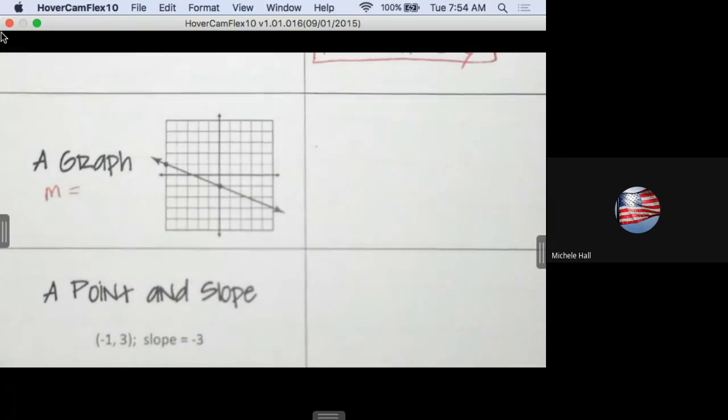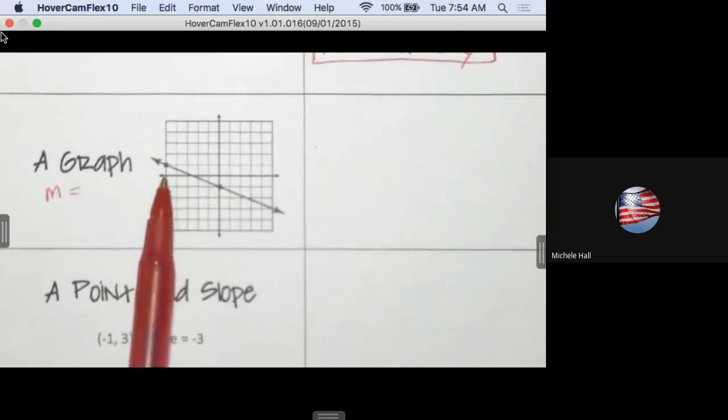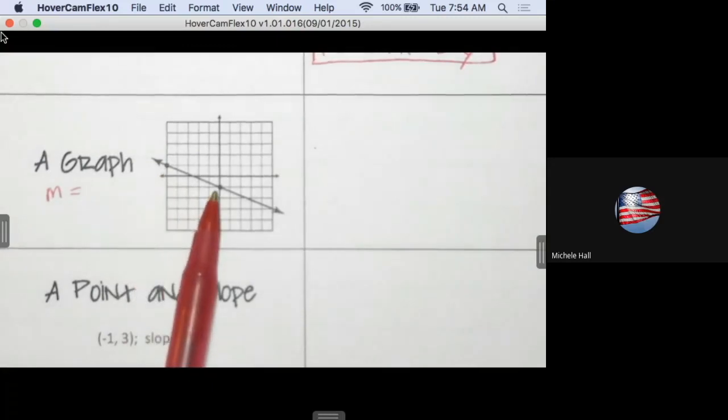It has to be an exact point in the corner of a box. Notice that they've already got those 2 points for you. It has to be on the line and it has to be in the corner of the box so that it's exact. It's right in the corner of the box.